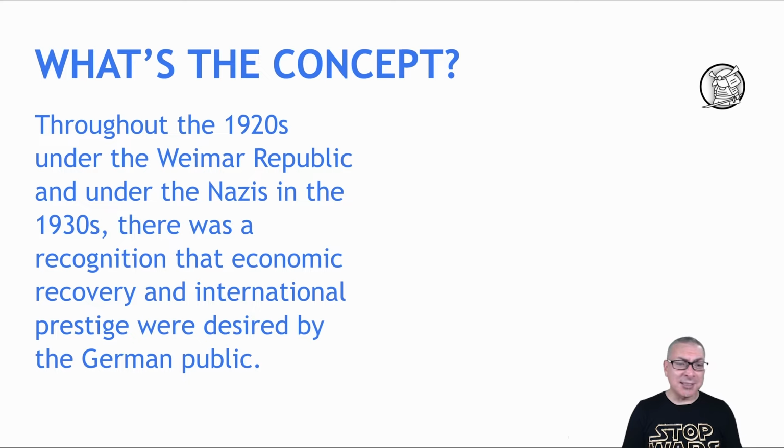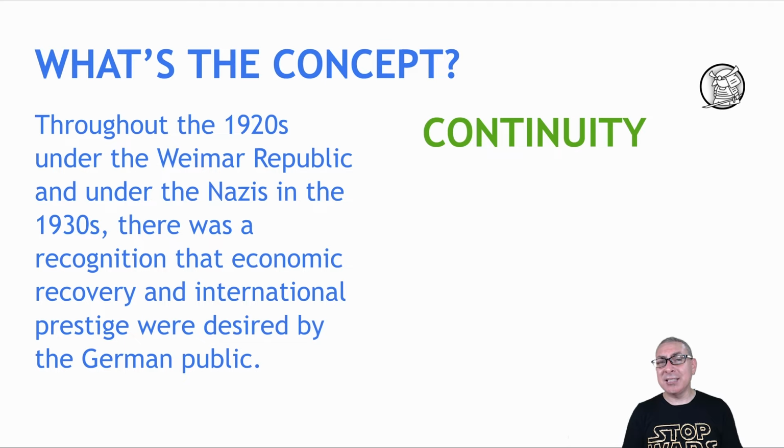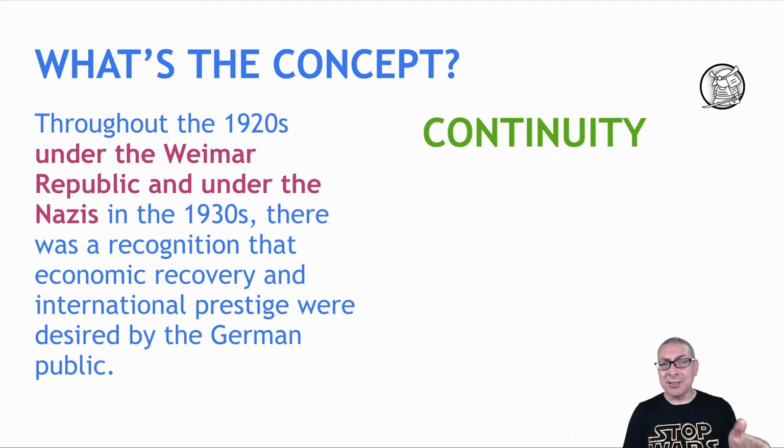Throughout the 1920s, under the Weimar Republic and under the Nazis in the 1930s, there was a recognition that economic recovery and international prestige were desired by the German public. What is the concept? This would indeed be continuity because there's something similar happening over time. Under the Weimar Republic and under the Nazis, two very different governments had very similar aims in some cases. It's continuity.